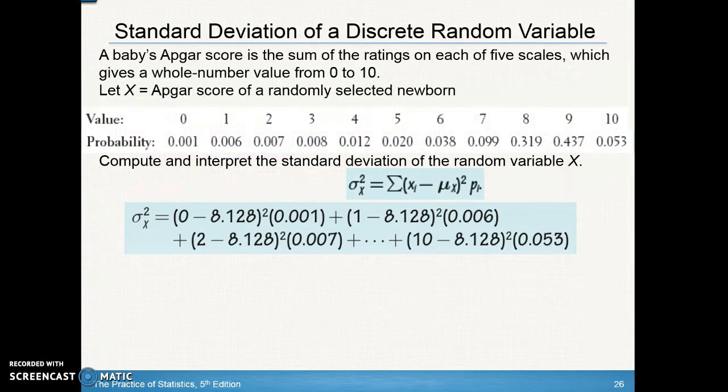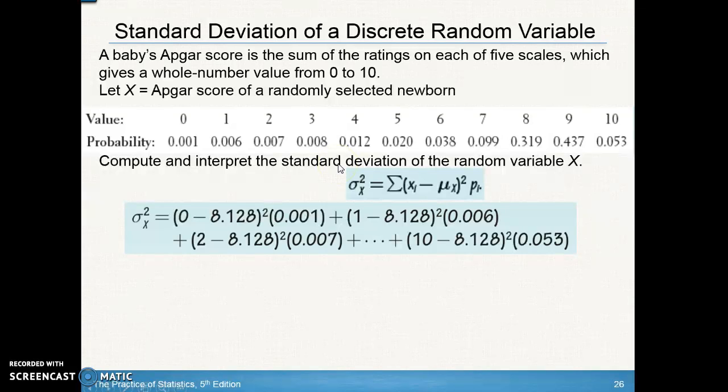All right, so let's go ahead and take a look at our baby Apgar score. So we're sort of going back to the questions that we looked at the beginning of this section. Remember, the baby's Apgar score is the sum of the ratings on each of 5 scales, and when a baby is born, they're given an Apgar scale from 0 to 10. And X was the Apgar score of a randomly selected newborn. We're going to calculate and interpret the standard deviation.